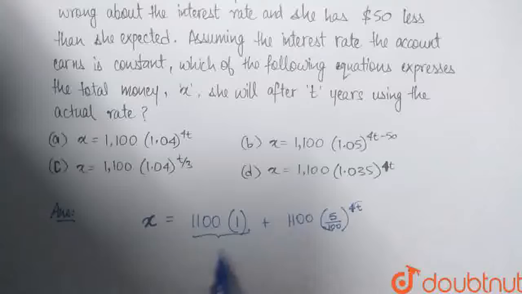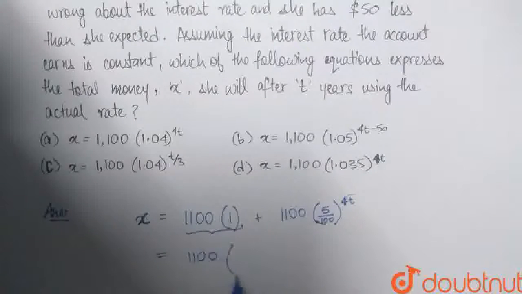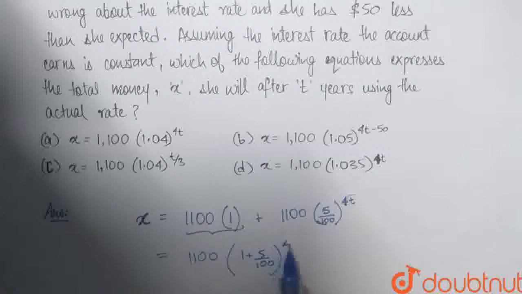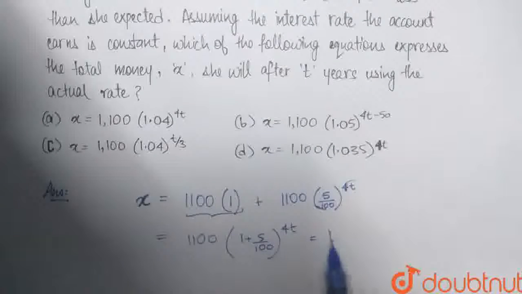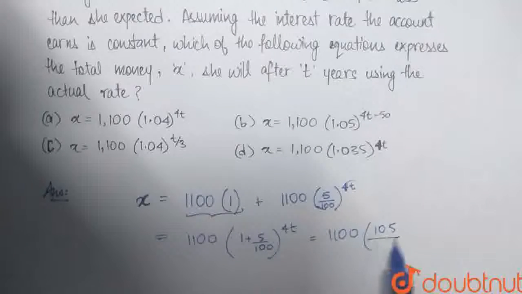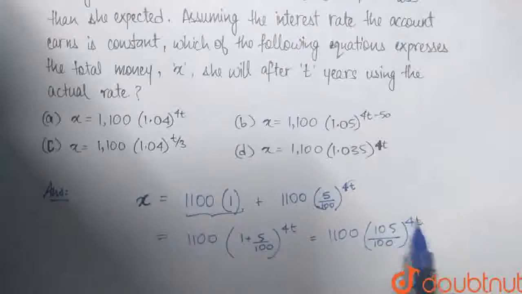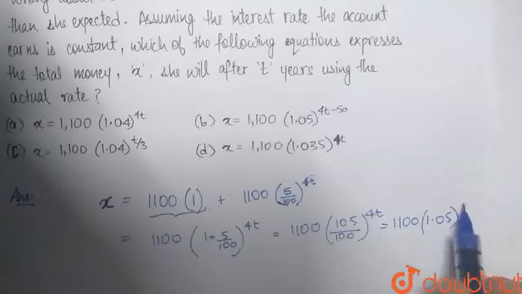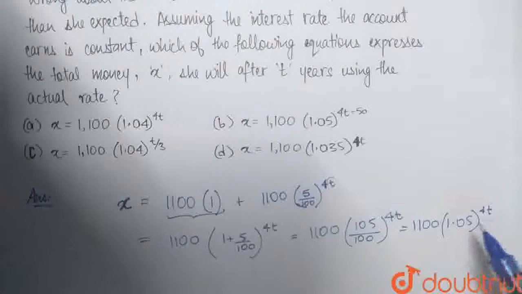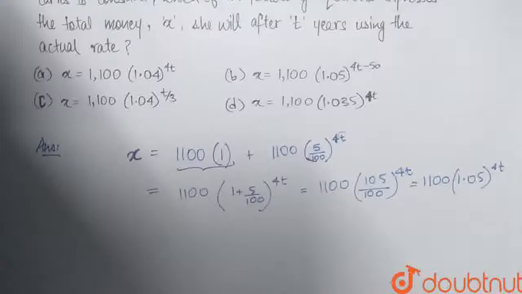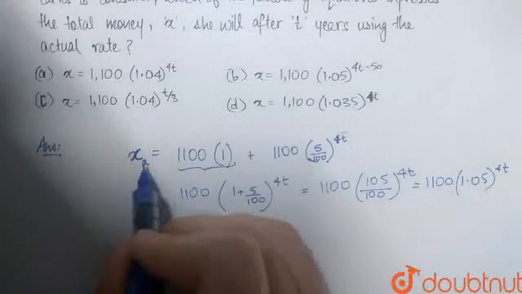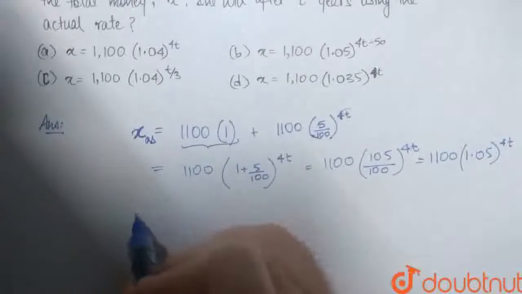Now we take 1100 common and we have 1100 times 1 plus 5 by 100 to the power of 4t. Simplifying this, we have 1100 times 105 by 100 to the power of 4t, or 1100 times 1.05 to the power of 4t. So this was the assumed rate, 5%, right? The actual rate is something else. So this is X assumed, or XAS, and then we have to find out XAC, which is actual.